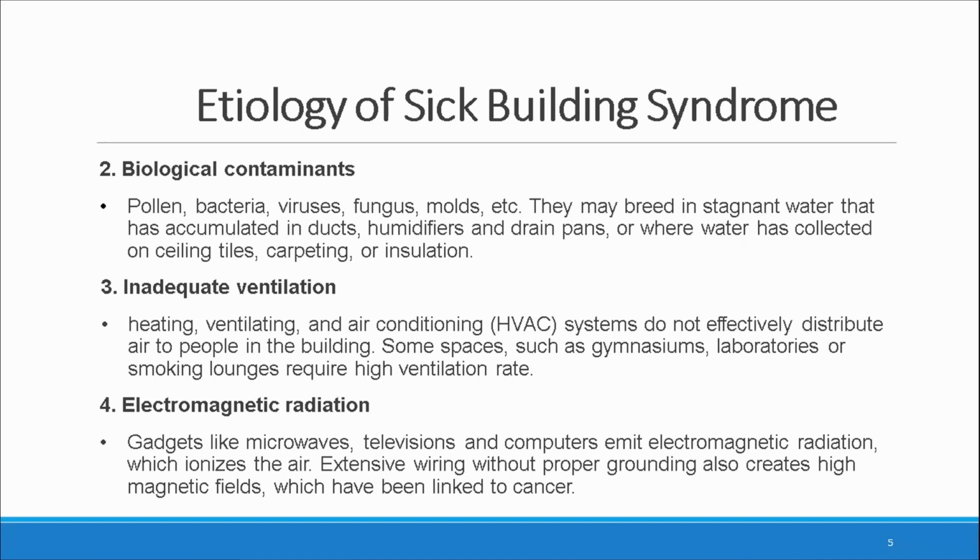Inadequate ventilation, such as the heating, ventilating, and air conditioning system, the HVAC system, does not effectively distribute air to people in the building. Some spaces such as gymnasiums, laboratories, or smoking lounges require a high ventilation rate or airflow rate. Electromagnetic radiation also contributes because gadgets like microwave, television, and computer all emit electromagnetic radiation, which ionizes the air. Extensive wiring without proper grounding also creates high magnetic fields, which have been linked to cancer.